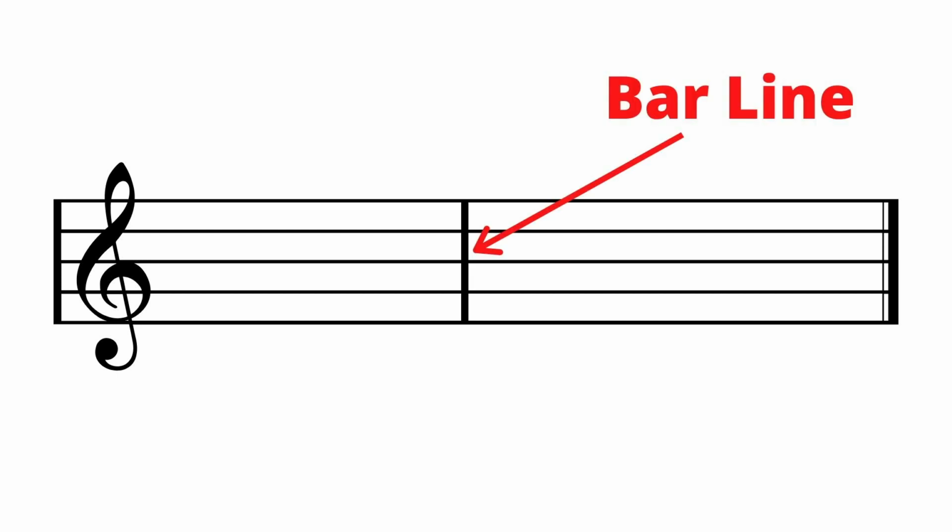So music is organized in something called bars, and they are marked by this thing called bar lines. These lines tell us that is the end of one bar, and then we start a new bar, and we just keep going and going and going. So a piece of music can have many bars, over 100 sometimes.